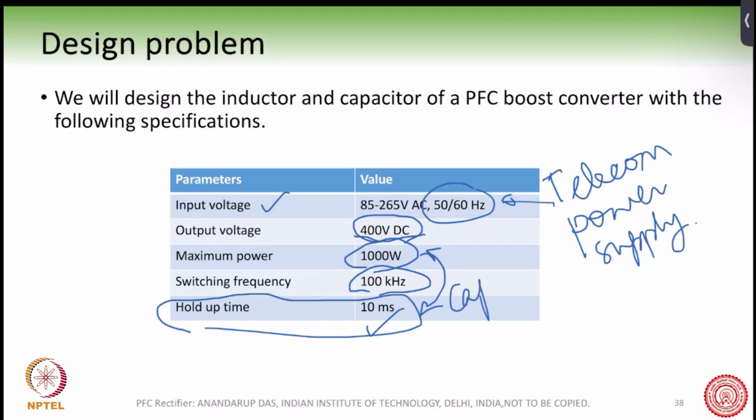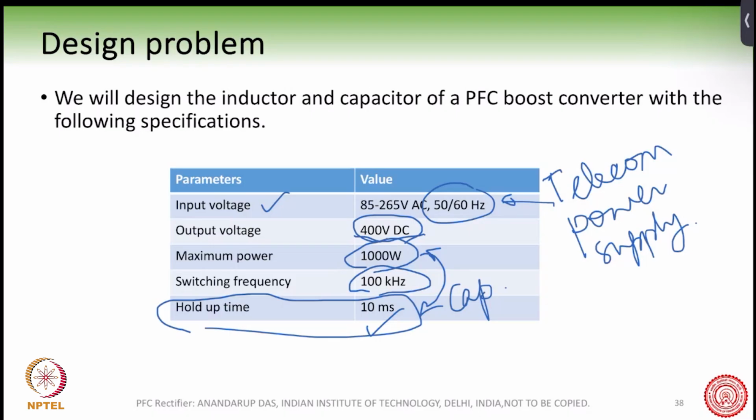You have an output capacitor, and that capacitor will be designed in such a way that it has sufficient stored energy so that it can provide 1000 watt output for 10 milliseconds, right? This is what we want from the converter. Therefore, we have to keep this in mind when we are designing the capacitor. This is one of the stringent requirements.